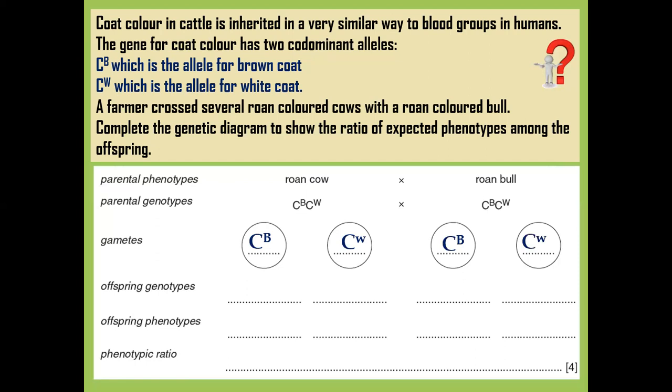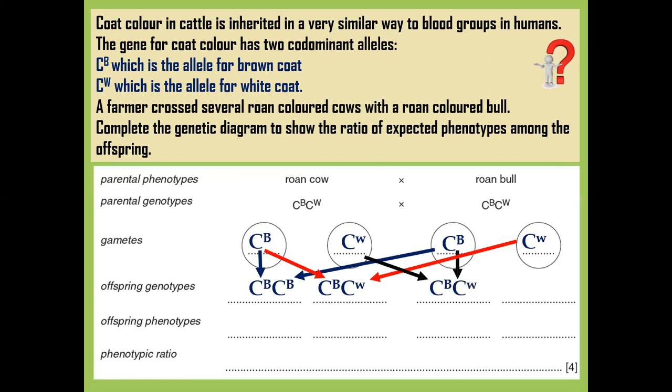Now here, the CB egg can go with the two different types of sperm. In this way, we're going to calculate the probability. CB can go with the CB, and that will produce the homozygous B variety, and the color is going to be brown. Well, the CB can go with the CW, and in this way, this will produce the heterozygous variety, roan coat color, while the CW egg can also go with the CB sperm, and that will produce the heterozygous variety, while the CW egg can go with the CW sperm, and that will produce the homozygous white variety.